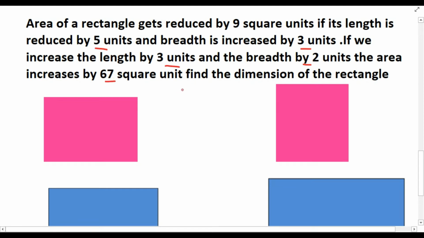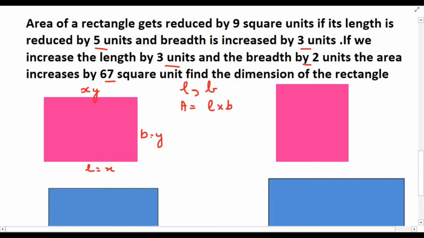You know the dimensions of the rectangle are length and breadth. Length and breadth are the dimensions of the rectangle. And we know that the area of a rectangle is nothing but length into breadth. Suppose this is a rectangle, this is length and this is breadth. So we can take the length as x and breadth as y. So the area of this rectangle is xy.